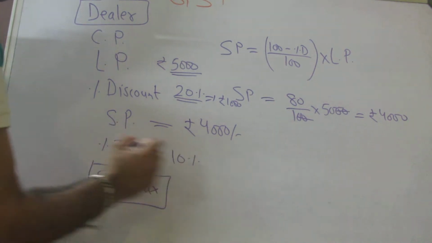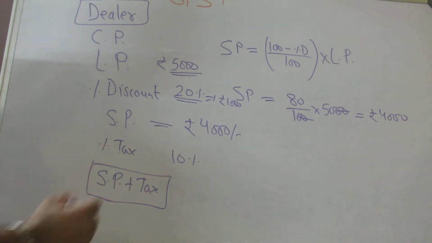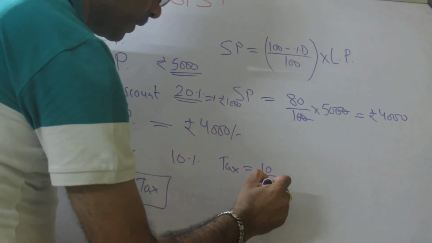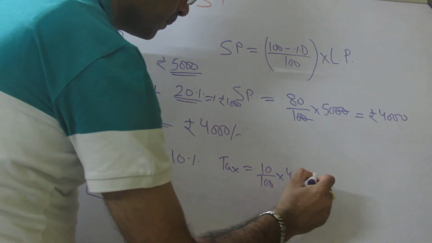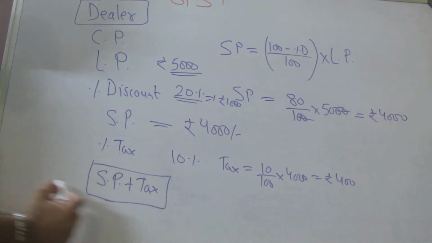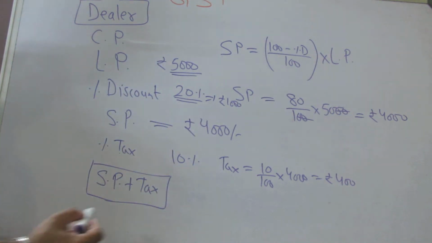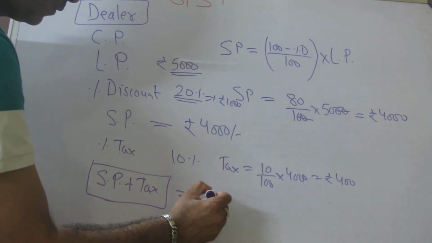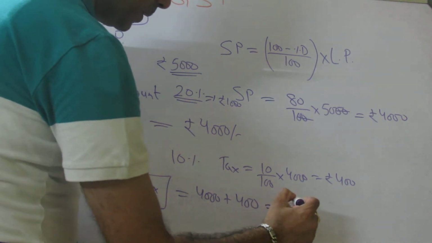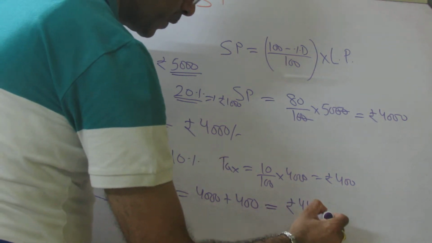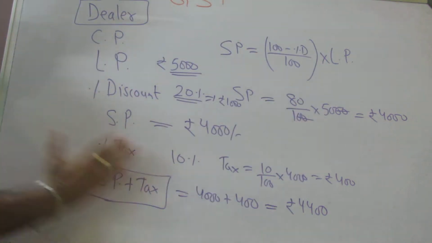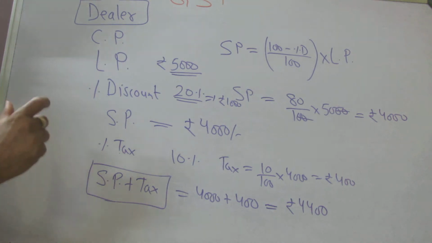Now the tax on this chair is 10%. That means tax in rupees would be 10 by 100 into 4,000, which will give us 400 rupees. So what is the net amount a customer who is going to buy this chair has to pay? It is going to be SP of 4,000 plus 400 rupees, and the net amount payable is rupees 4,400. Okay, so this is one simple example to understand about tax.